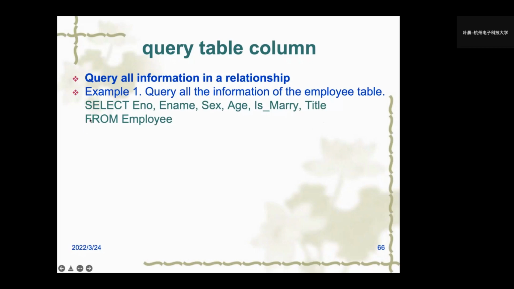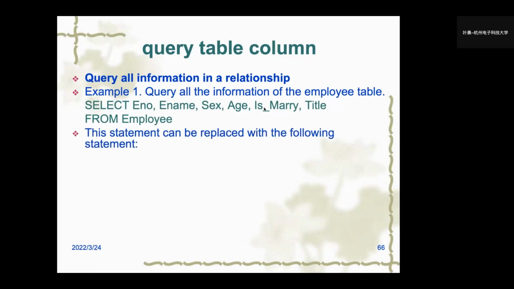Just put from employee. Then you will get all the information, all the rows in this table. It will return all the rows in the table. And this statement can be replaced with the following statement here. You can just use a very simple star to replace all the columns in the table. We can see that every time you want to query all the information, you need to write all these columns. It's very complex, so you can just use a star to replace it.